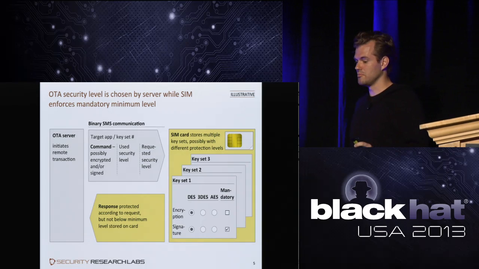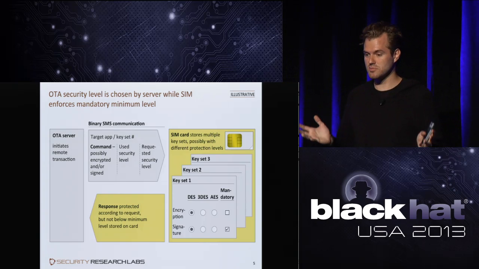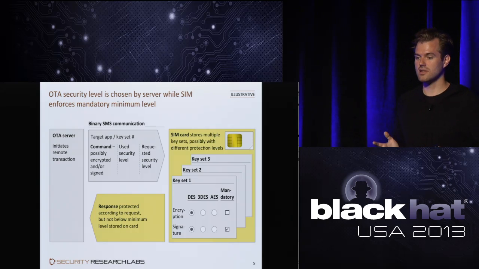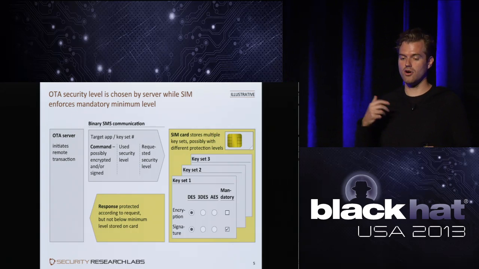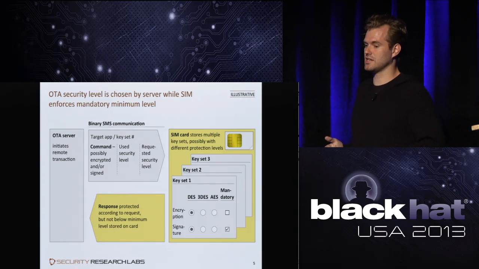This is all grounded in these management protocols I mentioned earlier that are meant for the operator to control the SIM card after they already gave it to the customer.